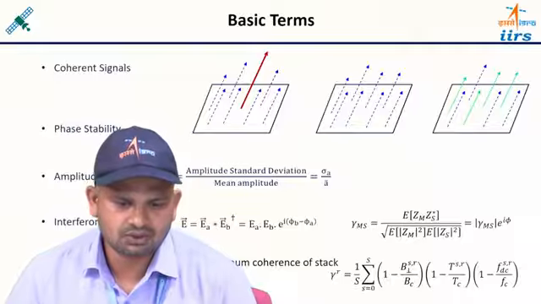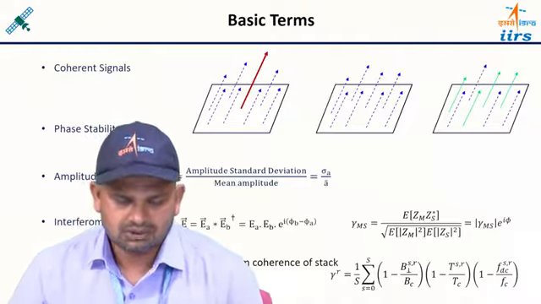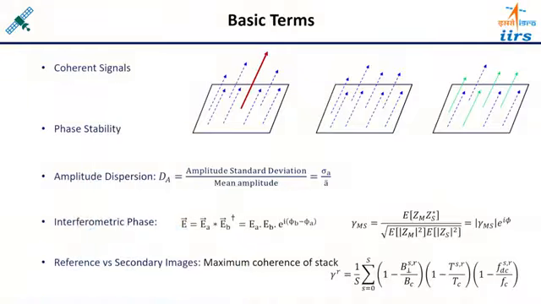So the first thing is the coherent signals. Whatever InSAR techniques we are going to apply, in all the techniques basically the signals should be coherent in nature. Coherent means, as you know, for generating one single interferogram at least two images are required. The phase difference of two signals is called the interferometric phase, and the graph of the phase difference is called the interferogram. In that interferogram two signals are involved and both the signals should be coherent in nature.